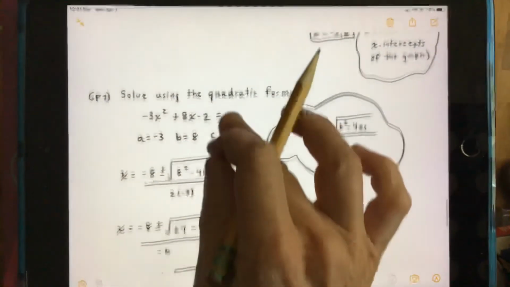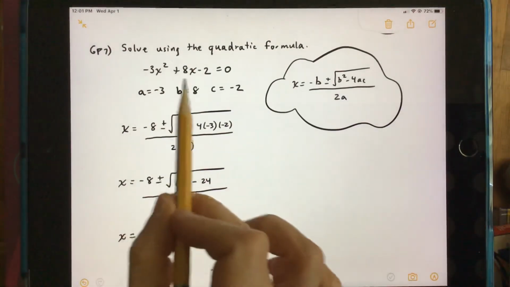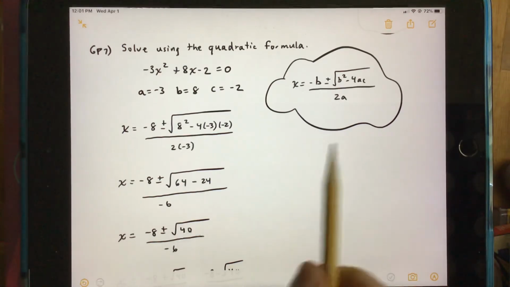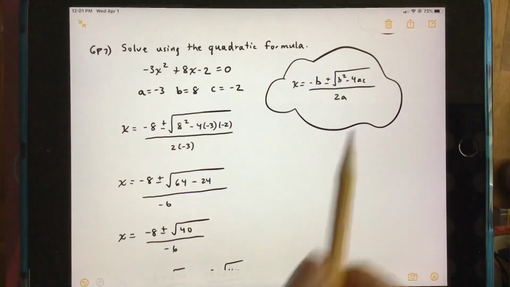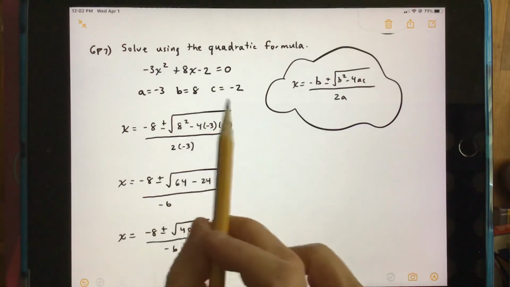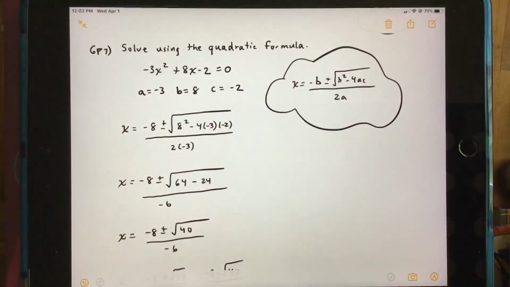Finally, our quadratic formula, solved by using the quadratic formula. So we're presented with a quadratic equation in standard form. And we're going to remember our quadratic formula here. X equals the opposite of b plus or minus the square root of b squared minus 4ac all over 2a. We're going to plug in our a, our b, and our c number. We pull that right off of our standard form quadratic equation here.